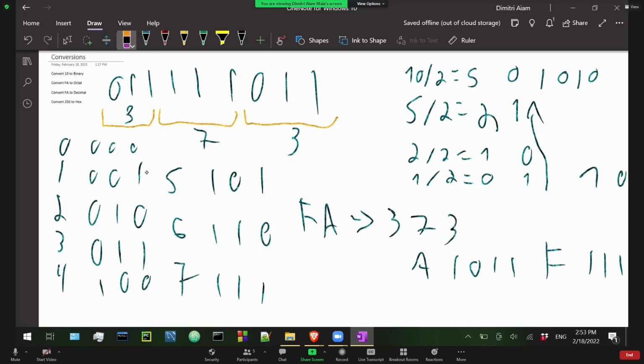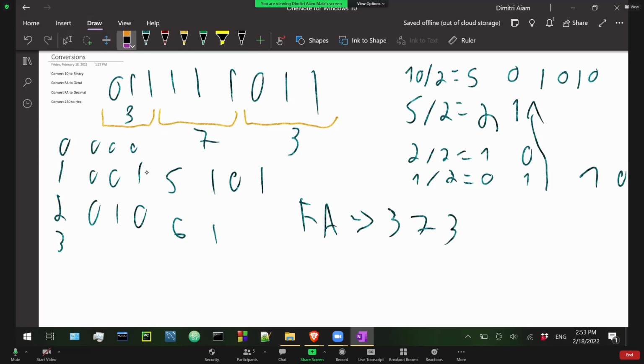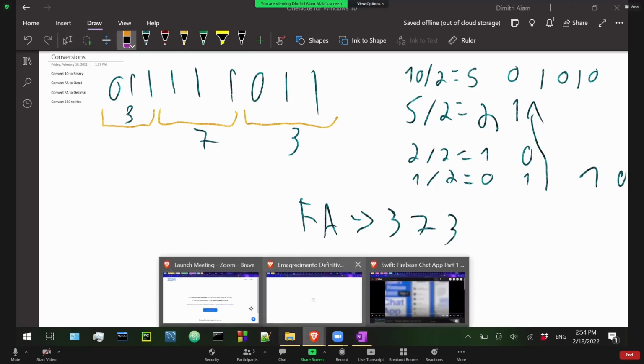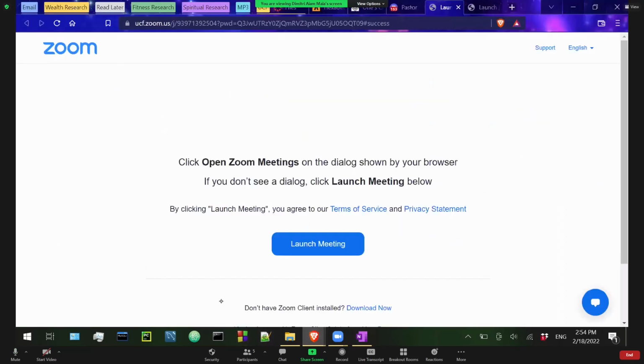I don't think that's right. Isn't A 10? Shouldn't it be 1010, not 1011? Let me see. 1010 is A, which is 10, and 1011 is B, which is 11. So it should be 383, or 373, sorry.